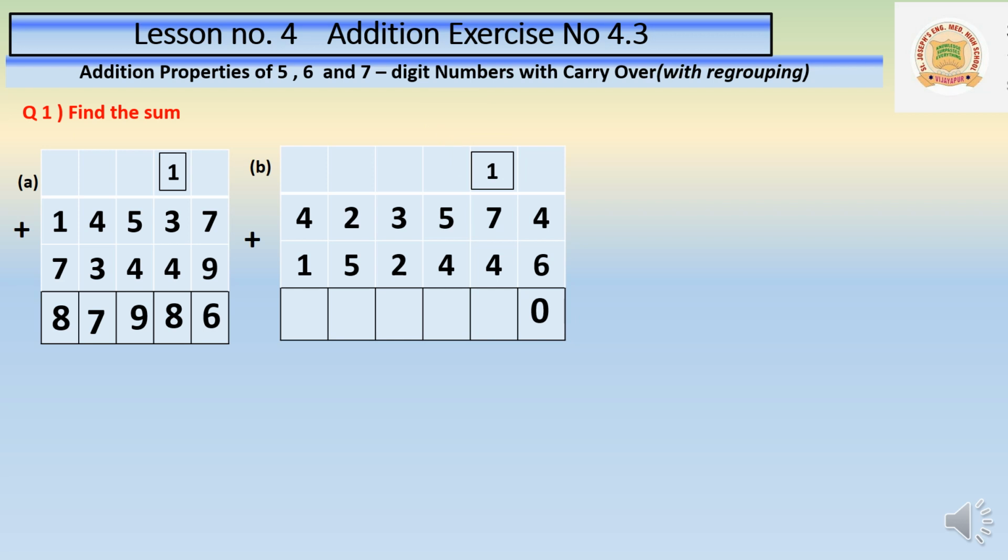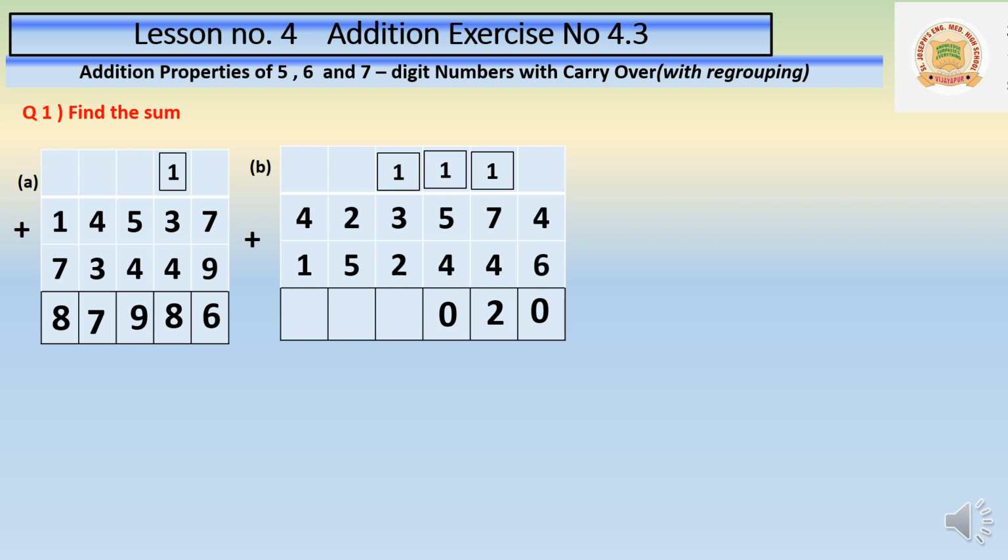So add the 10th place number. 1 plus 7 is 8. 8 plus 4 is 12. 2 will be written in the 10th place and 1 will be carried to the 100th place. Now add the 100th place number, children. 1 plus 5 is 6. 6 plus 4 is 10. 0 is in the 100th place and 1 is in the 1000th place.